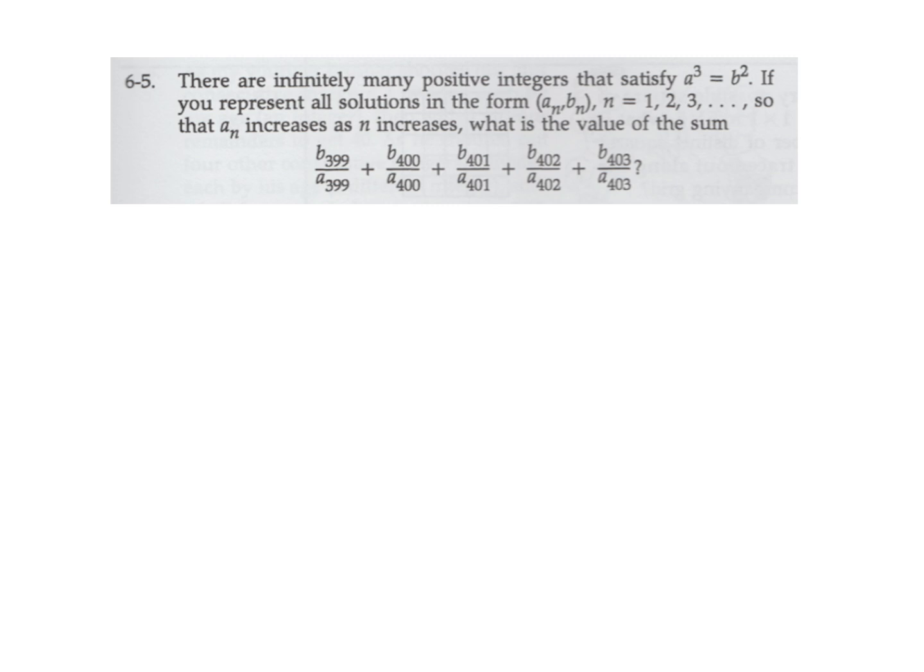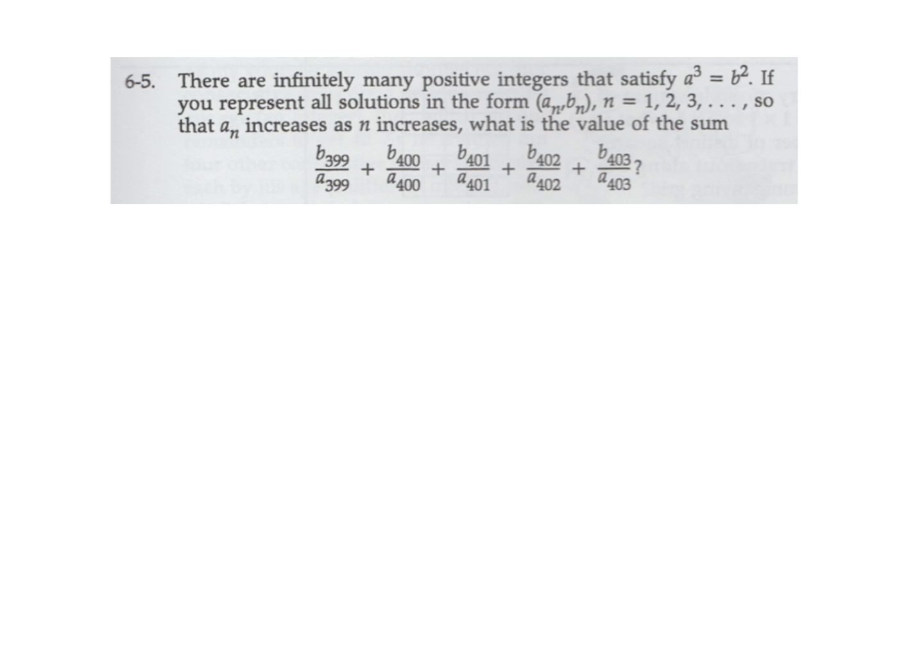There are infinitely many positive integers that satisfy a to the power of 3 is equal to b squared. If you represent all solutions in the form (a_n, b_n), n equals 1, 2, 3, and so on, so that a_n increases as n increases, what is the value of the sum b_399 over a_399, and so on.